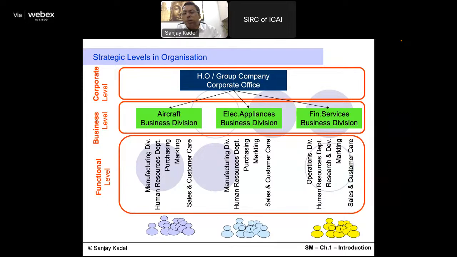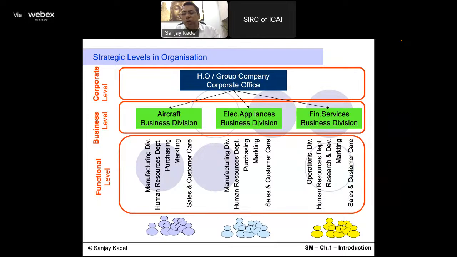Whereas at the business level, you will have designations like business managers. For example, in front of you, you have the aircraft business division. You may have an aircraft business manager or vice president, aircraft business division. Something like that. Now, at the business level, their main activity is to execute the decisions or the roadmap which has been set by the corporate level, and then they supervise or take care of the functional level.